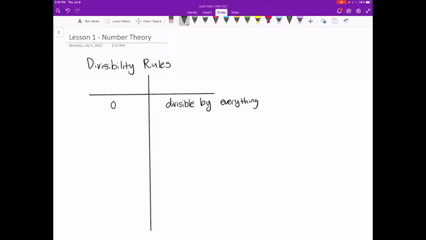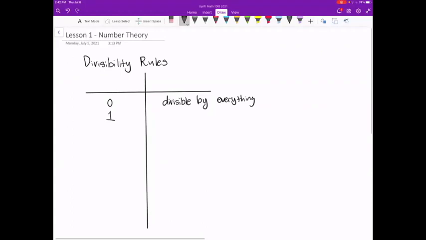And the next number we're going to go over, again, it's not from 2 to 11, but we'll just talk about it anyways, is 1. Everything is divisible by 1 because everything over 1 is still that number with a remainder of 0.